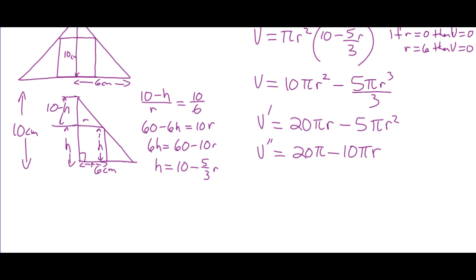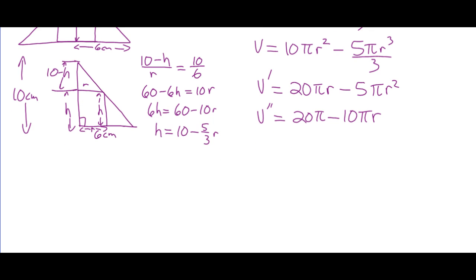Now 20 pi minus 10 pi r could be positive, could be negative, right? So we don't know. We're actually going to have to find the critical numbers for v prime, get those r values, and as long as they're not 0 or 6, then we'll plug them into the second derivative and say, all right, it's positive or it's negative. For the other couple, it was just always negative or always positive. This one could go either way. Okay, so critical numbers.